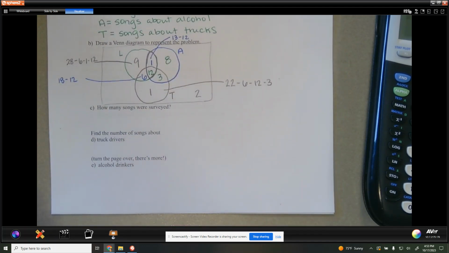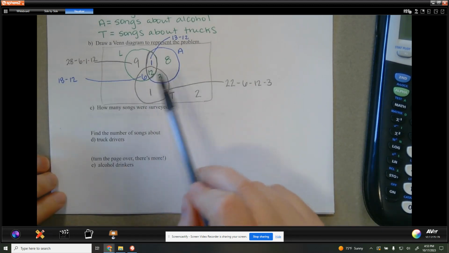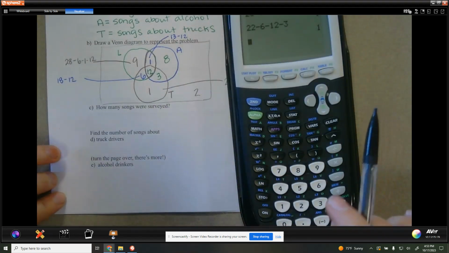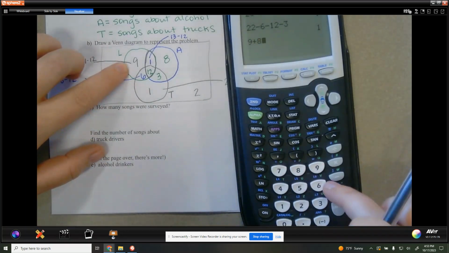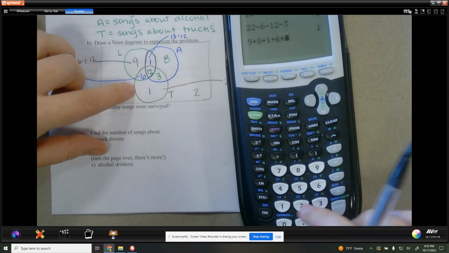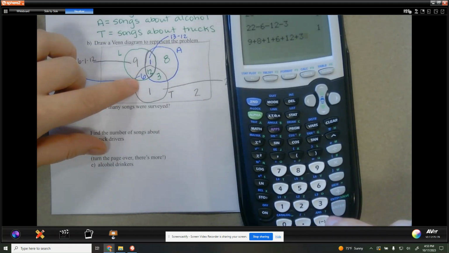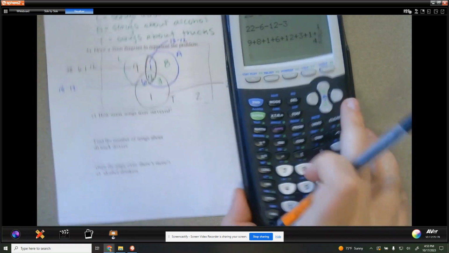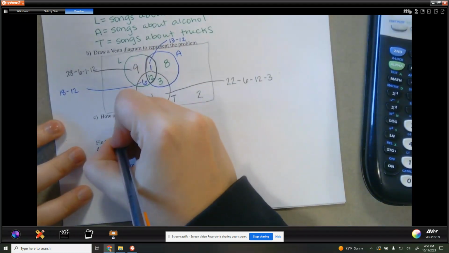How many songs were surveyed? So we're going to total up all of these things. Don't forget your 2 out in the corner. So I got 9 plus 8 plus 1 for those 3, plus 6 plus 12 plus 3, plus 1, and then plus 2 on the outside. So 42 total songs were surveyed.